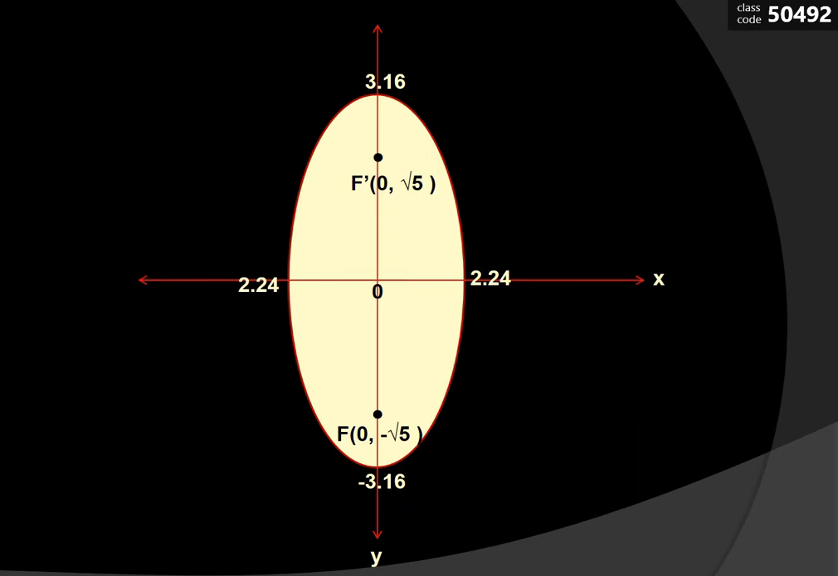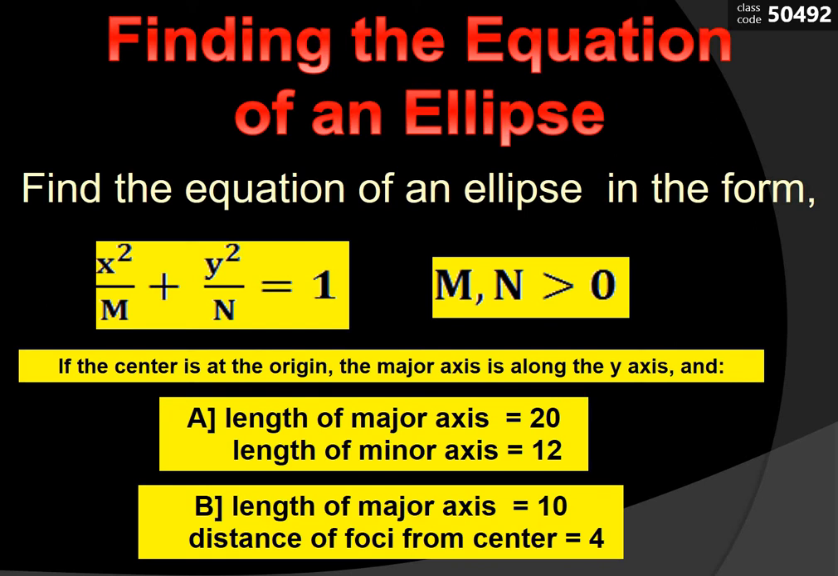Okay, so let's have the other way around. This time, let's find the equation of an ellipse. So let's consider the given condition. Find the equation of an ellipse in the form x squared over m plus y squared over n equals 1, where m, n is greater than 0. As you can see, the m here represents what? The a squared. The n here is the b squared.